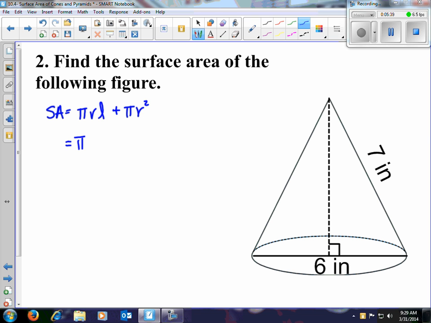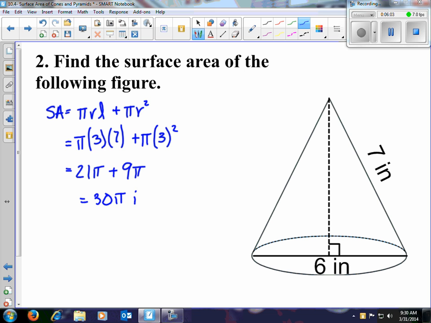So we have pi times my radius, which is going to be 3, times our slant height, which is 7, plus pi times 3 squared. So I have 7 times 3, which is 21 pi, plus 3 squared is 9 times pi, and now 21 plus 9 is equal to 30 pi inches squared. So the surface area of this cone is 30 pi inches squared.